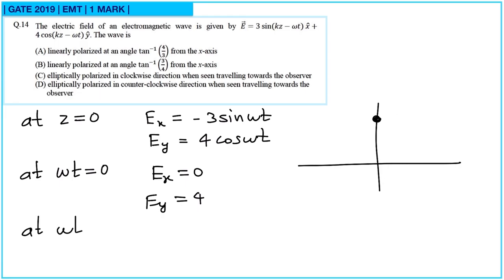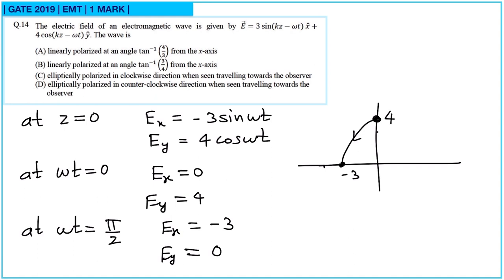And when omega t is pi by 2, in that case Ex will be sin pi by 2, so that will be minus 3, and Ey will be 0. So minus 3, 0, it will be this point. So this is 4 and this is minus 3. So it is going like this.